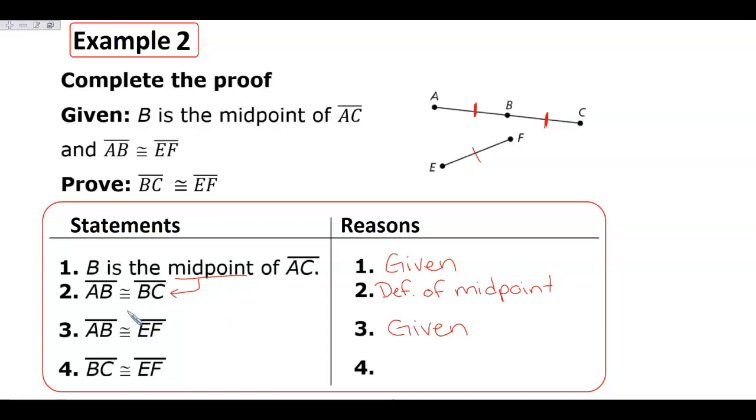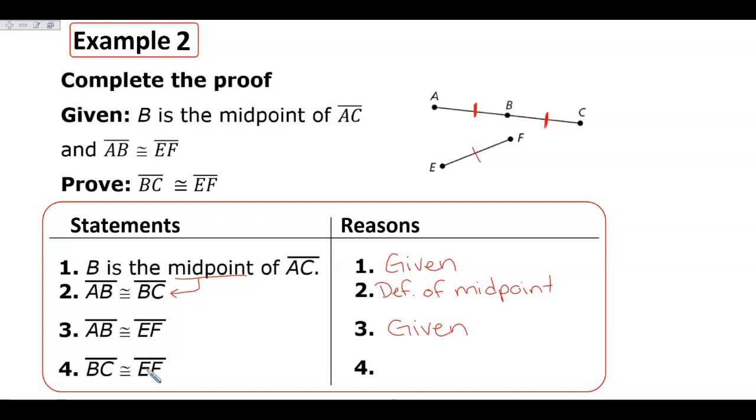All right, now look what we have. I have AB is congruent to BC. I have AB is also congruent to EF. So both of these are congruent to AB. So how do I know that BC is congruent to EF?